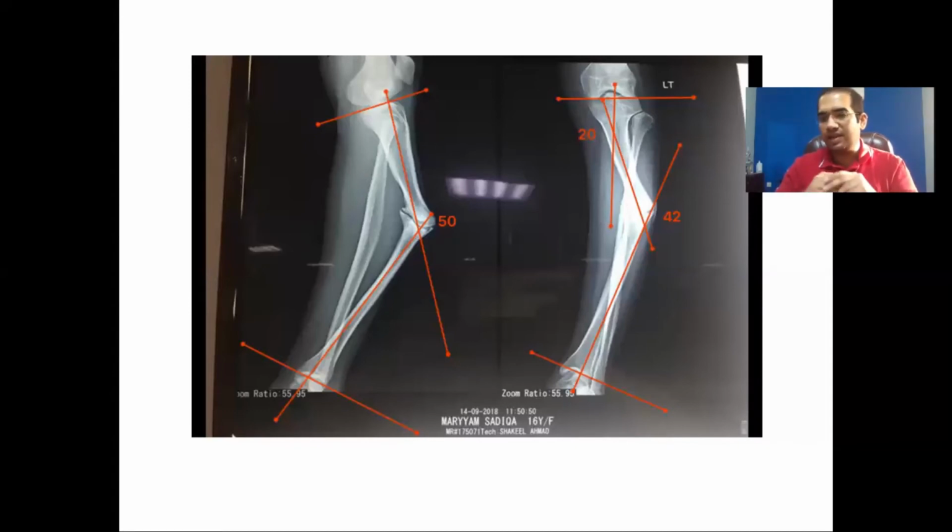The amount of wedge that you need to remove, you have to consider your aim, that you want to make the edges exactly perpendicular to the long axis. Keeping your hinge over here, as you can see, this is the bump, just keep your hinge over here and make a perpendicular line in both planes, and you'll be correcting your deformity.